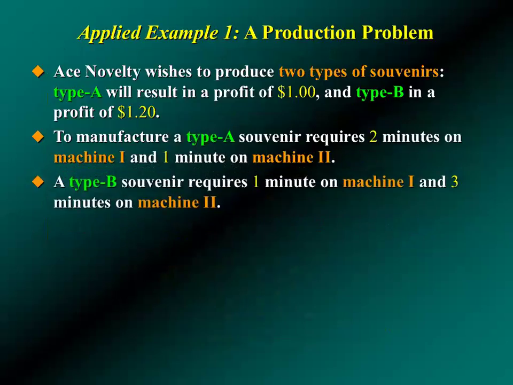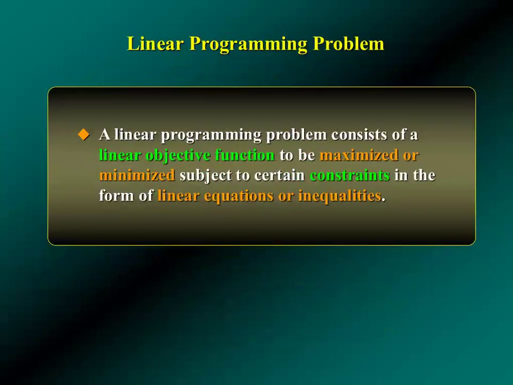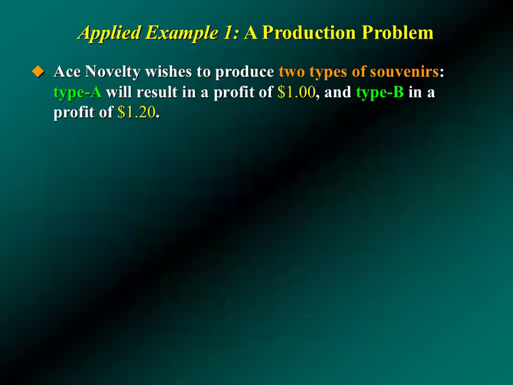So this is the problem. Let's start with this problem and see how to understand it. Ace Novelty wishes to produce two types of souvenirs. Type A will result in a profit of $1. Type B will result in a profit of $1.20.